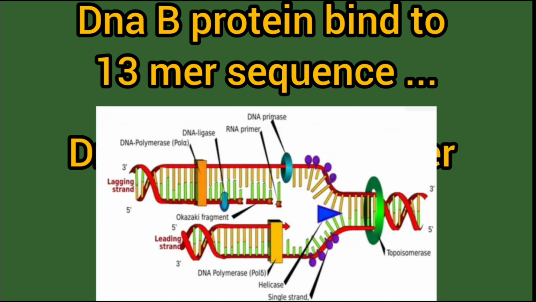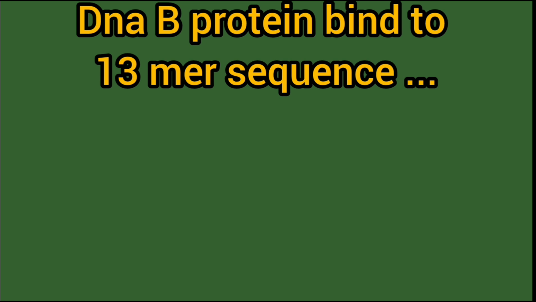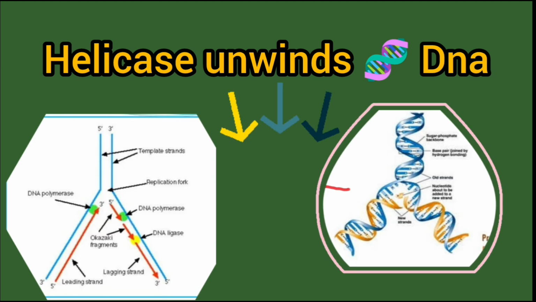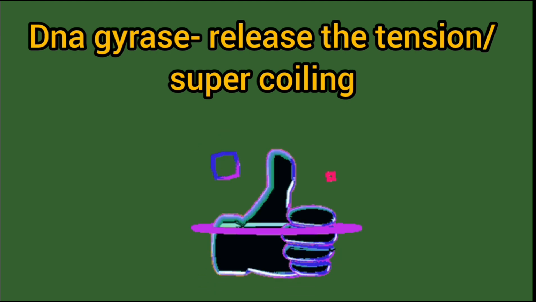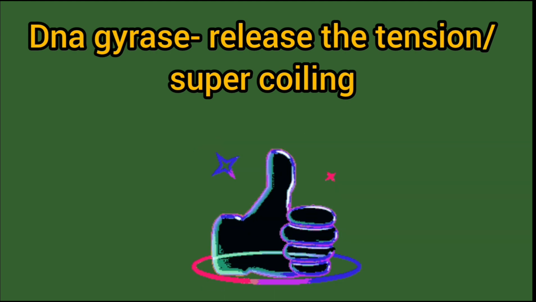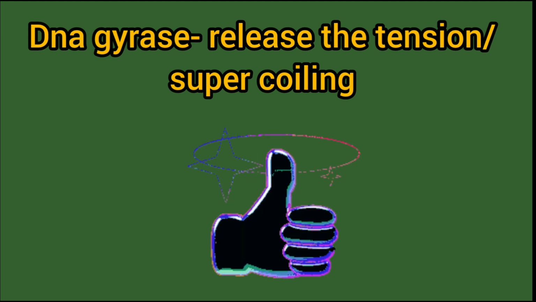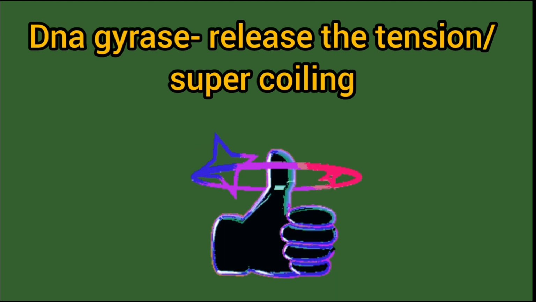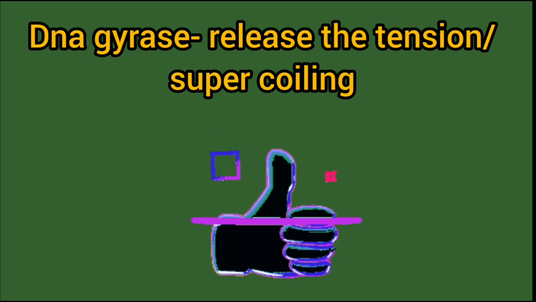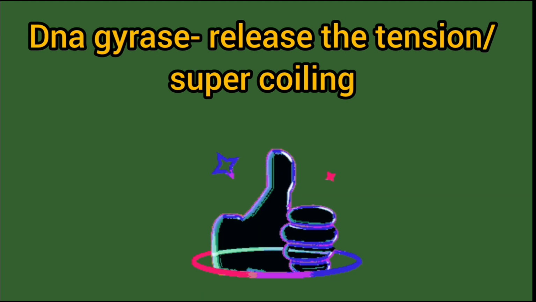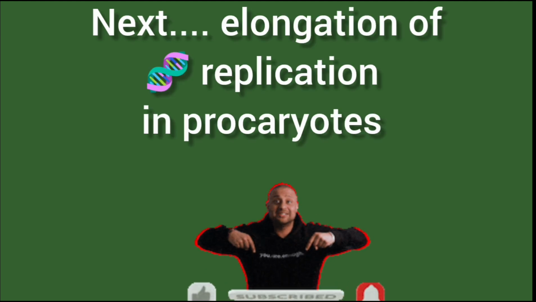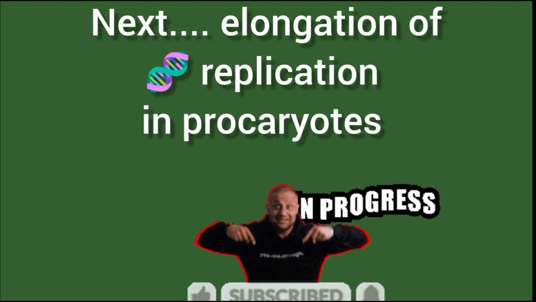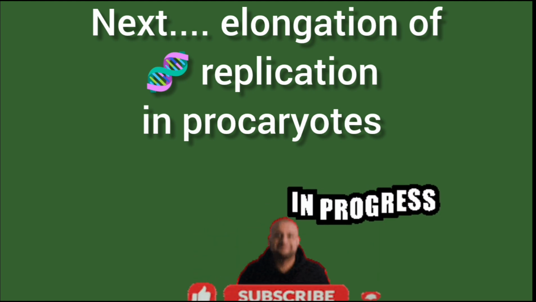DnaB helps in the unwinding of DNA and generates two single strands of DNA. DNA gyrase helps in the unwinding of DNA and releases the tension on the DNA strand by negative supercoiling. Tension or supercoiled DNA decreases the rate of replication. In this video we looked at the proteins and mechanism of DNA replication initiation in prokaryotes. In the next video we will look at the elongation of DNA replication.